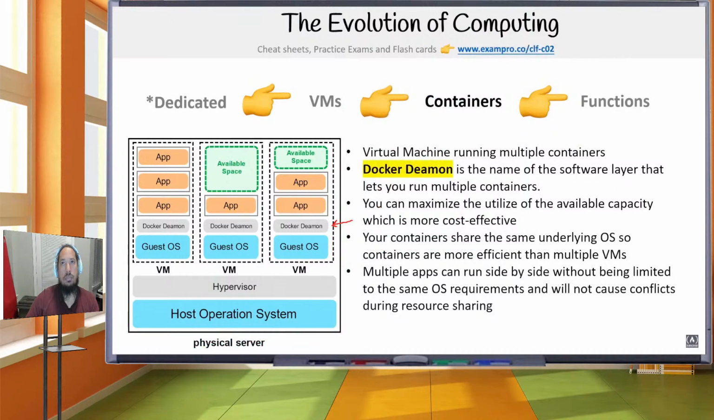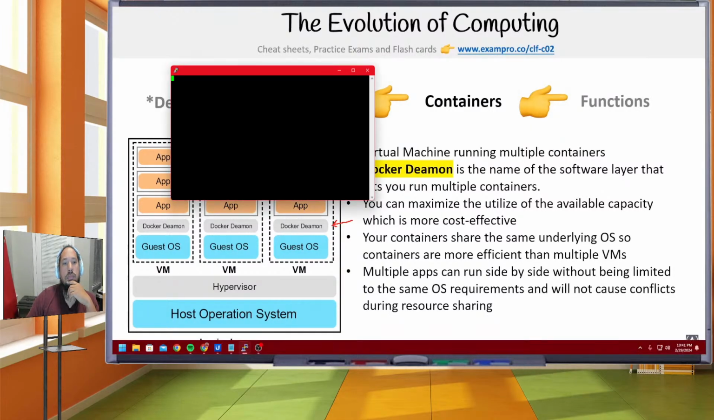Your containers will share the same underlying OS, but they are more efficient than multiple VMs. Multiple apps can run side by side without being limited by the same OS requirements and not cause conflicts during resource sharing. So containers are really good, but the trade-off is there is a lot more work to maintain.